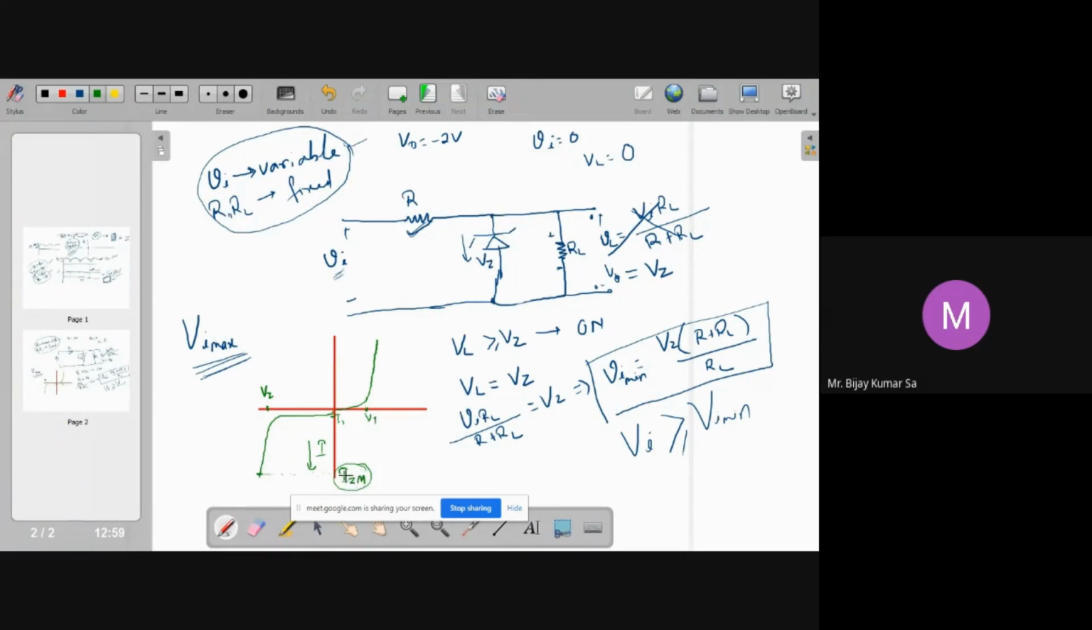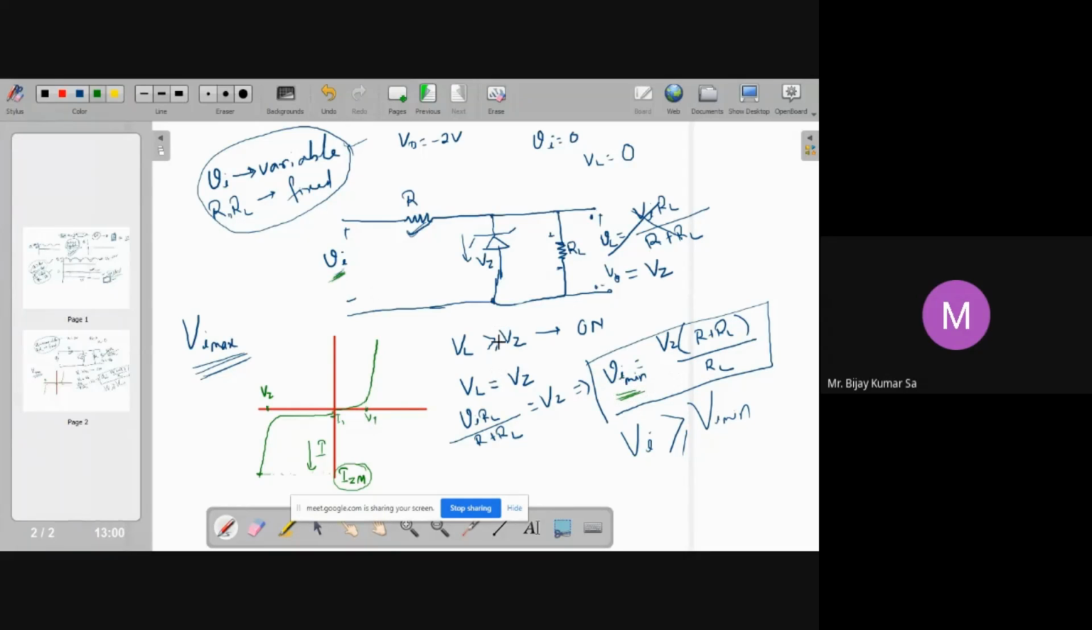And this IZM will let you calculate the maximum value of VI that you can apply. What is the maximum VI that is okay to give at the input of the voltage regulator system which we have designed using a zener diode? So we have calculated the expression for VI minimum.